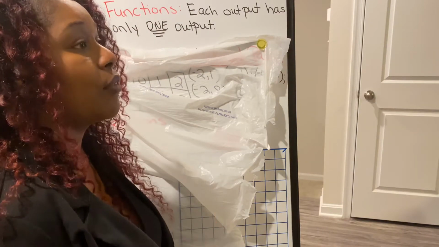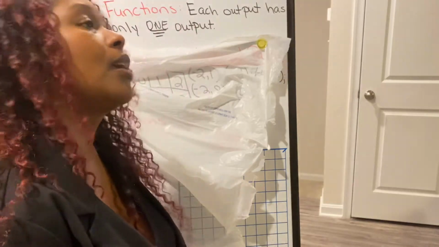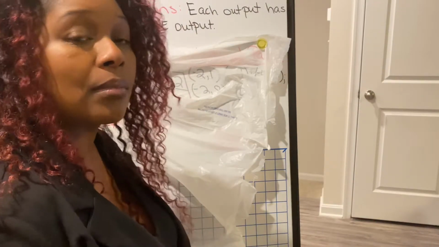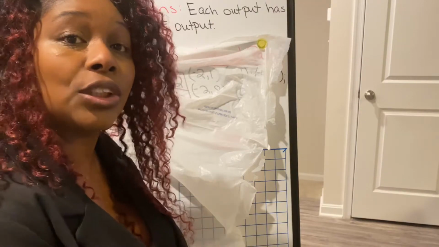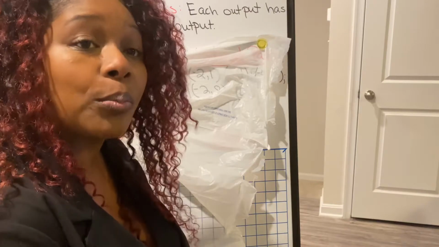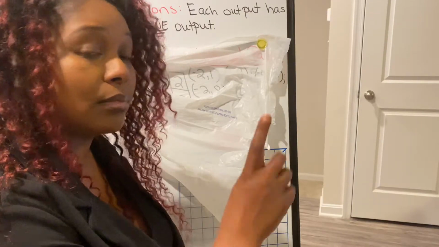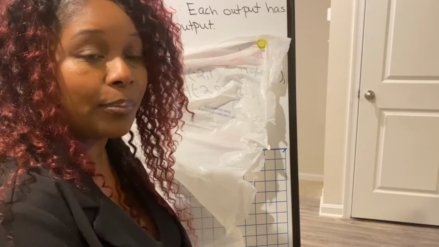So let's say, for example, I ate a banana for breakfast. I eat the banana, that's my input. My stomach, my digestive system does all of the work that it needs to do. It functions properly. And then there's going to be an output. Banana, digestive system, output, right?